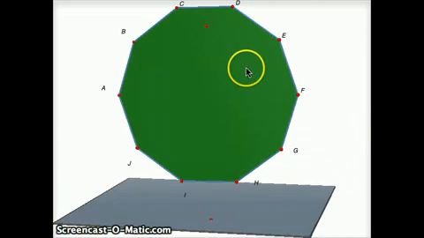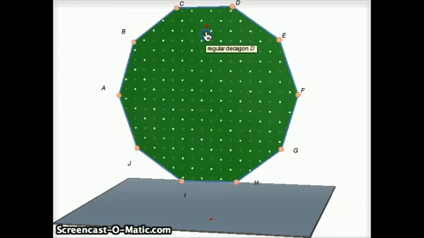His basic idea was that he started with a regular polygon that has an even number of sides. In this case, this is a 12-sided figure, and two opposite vertices, in this case A and F. It's kind of like the diameter of this thing. And if you take this regular polygon with 12 sides and rotate it about its diameter AF, look at what ends up happening.